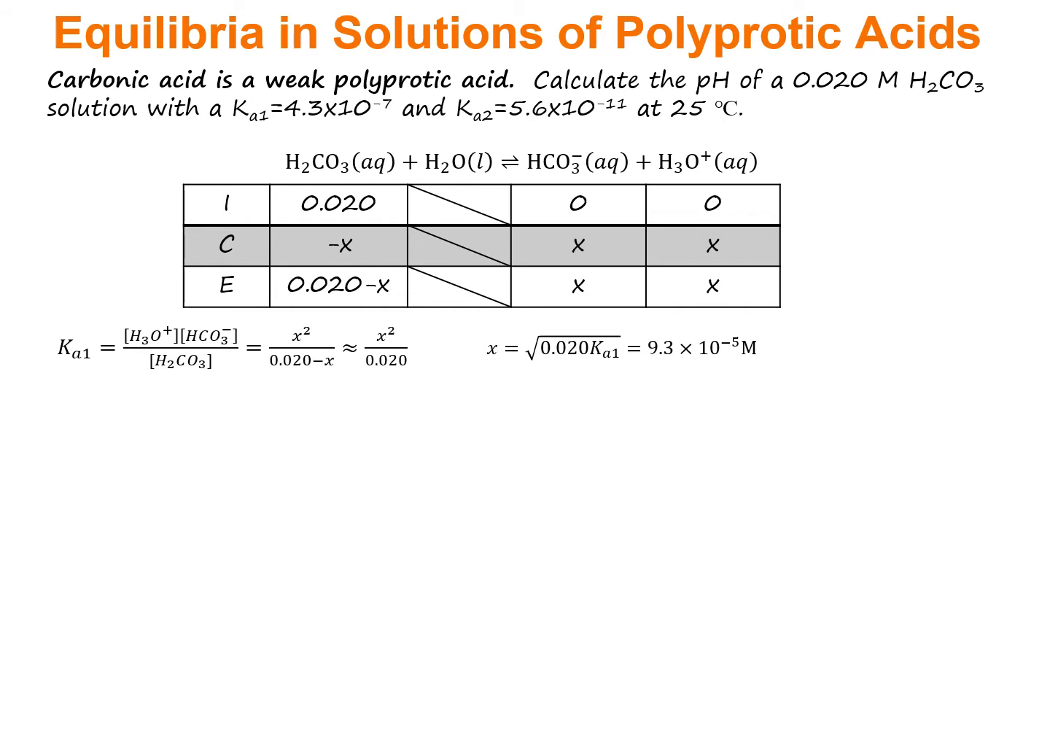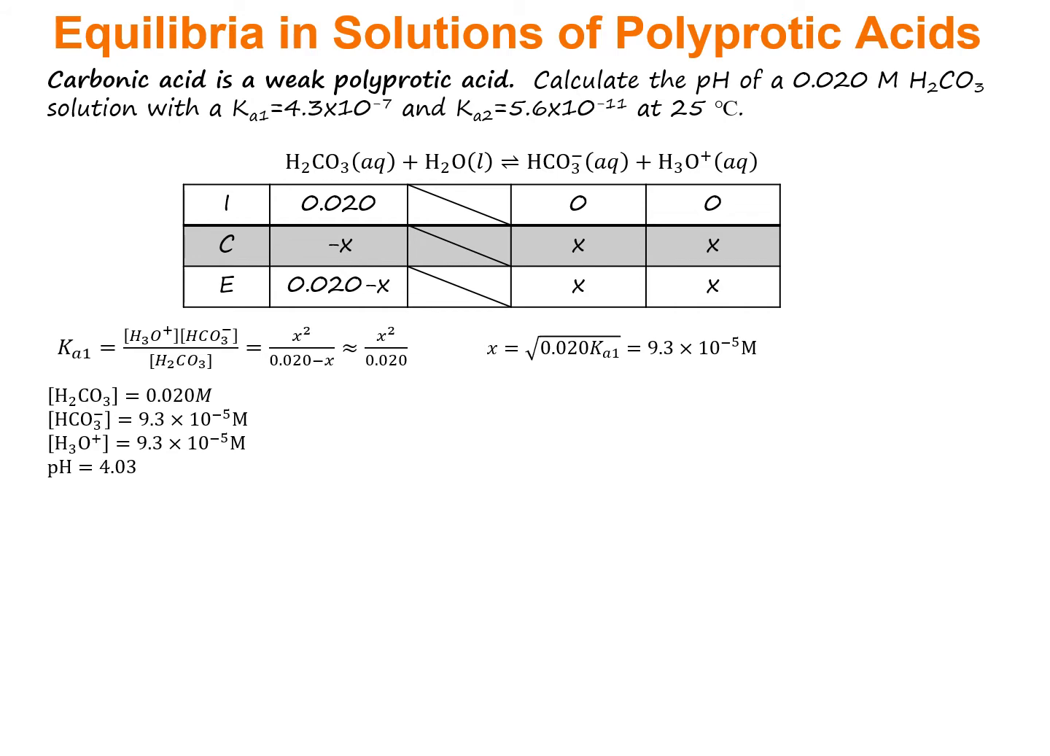You'll also notice I took the liberty of making our approximation here. 10 to the minus 7 is pretty small as its equilibrium constant, and so I know it's probably very little dissociation from what we initially started with. So I suspect that our approximation is going to be pretty good. So I just set it to x squared over 0.02. And then solving for that more simplified equation, we end up with 9.3 times 10 to the minus 5 molar.